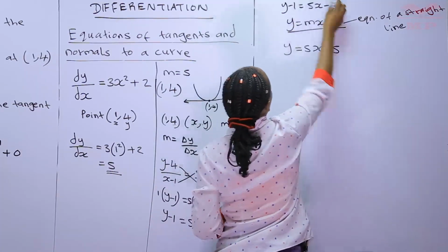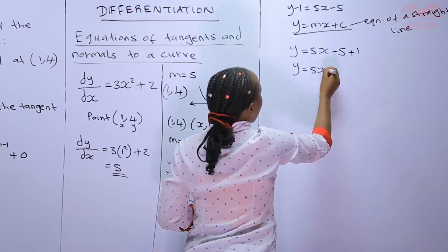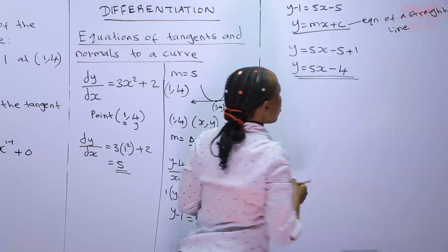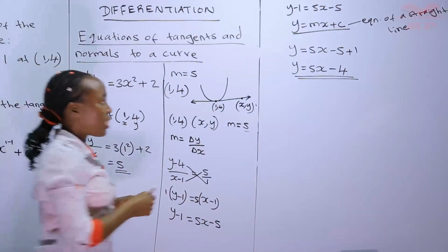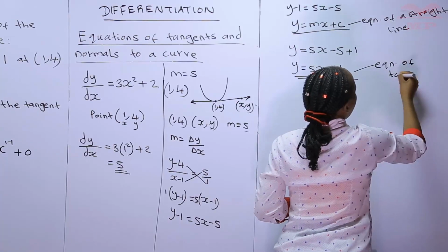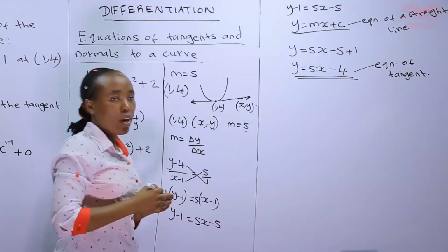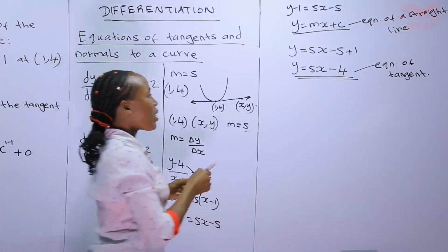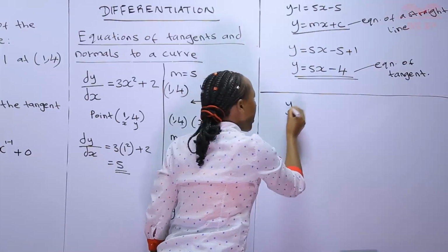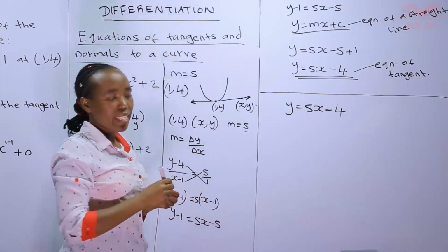Then we take 1 to the other side, we have plus 1. So y is equal to 5x, then minus 4. And this is the equation of the tangent at the point 1, 4. We can see clearly from this equation that y is equal to 5x minus 4. This is an equation of a straight line.